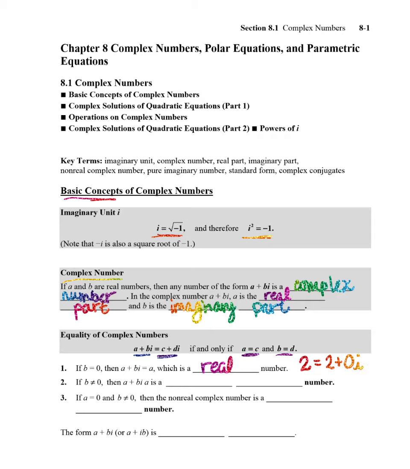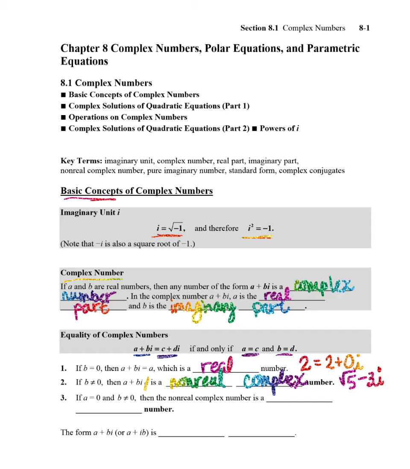That's a real number. If b is not equal to 0, then a plus bi is a non-real complex number. An example: the square root of 5 minus 3i. It's not real because you have an imaginary part, and it's a complex number. It can be written in the form a plus bi.